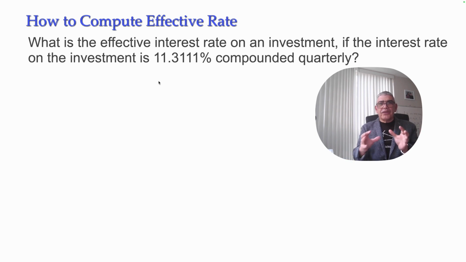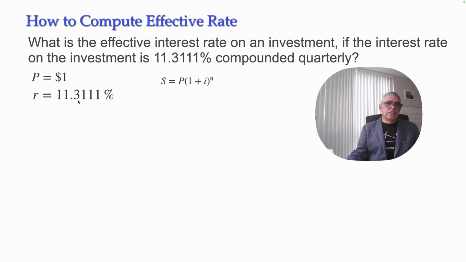So what I'm going to do is first obtain a formula, and after we have a formula, we solve this problem. But let's see. What we have so far is that the future value equals the present value multiplied by 1 plus i to the power n. And I will be thinking of just investing $1 for 1 year. So my principal will be $1, and we have here the nominal rate of interest that is 11.3111%. So this is the nominal rate of interest, and it's compounded quarterly. So we know that it compounds 4 times per year. So we know m, the number of compounded periods.